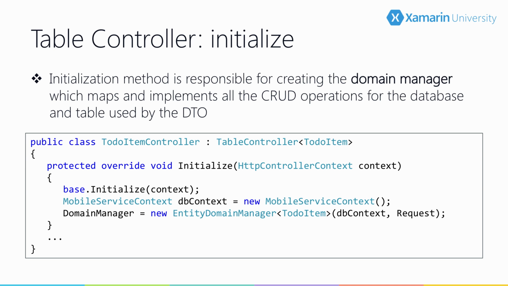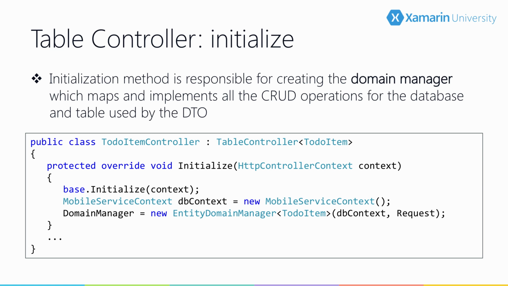The initialize method is called for each inbound HTTP request, and it has to do two things. First, it's going to create a mobile service context, which will be used to query the data. This is really just an NAD Framework DB context. And second, it needs to create and assign the domain manager object. The NAD domain manager of type T is a class that implements the required IDomainManager interface.